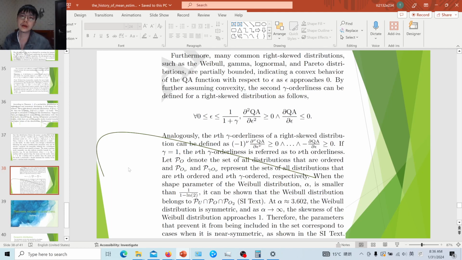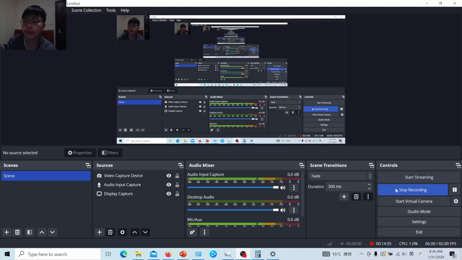Therefore, we provided a new class of distributions based on the signs of derivatives of the quantile average, and we will later show that it plays a very fundamental role in robust statistics.